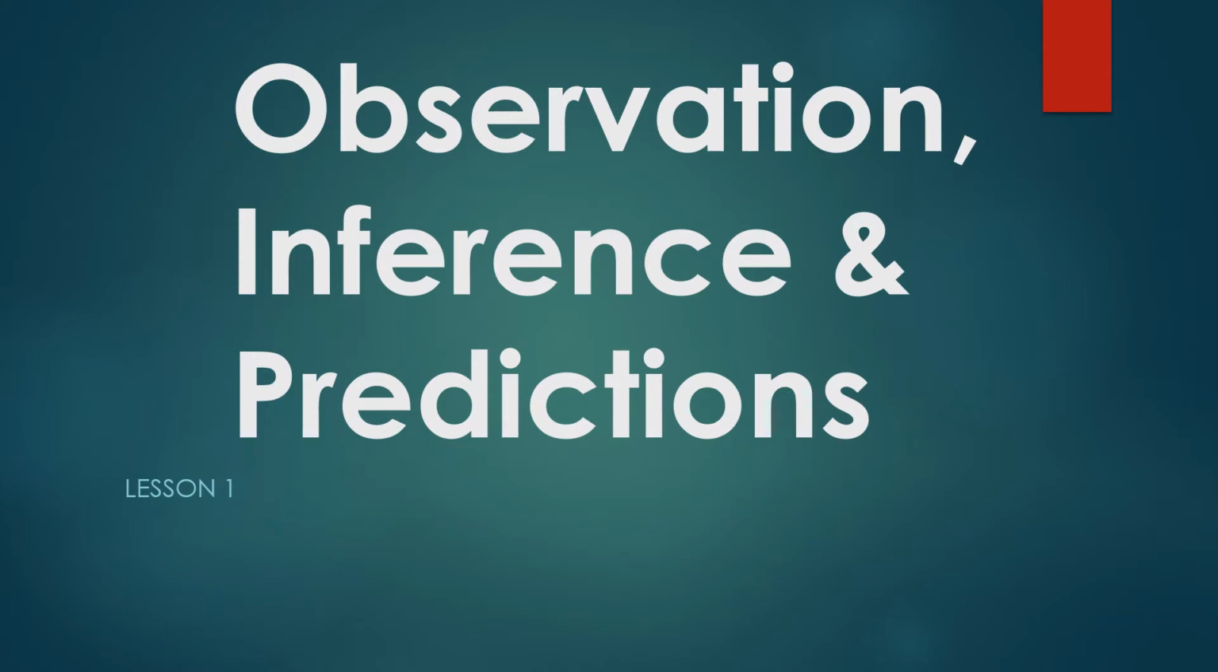All right, so we're going to kick off our science year with talking about observation, inference, and predictions. This is a really necessary first lesson because these three things are going to be part of our very first unit. That unit is talking about the scientific method, or also known as science inquiry. And those three things are big components in any kind of research or tests or labs that we'll be doing.